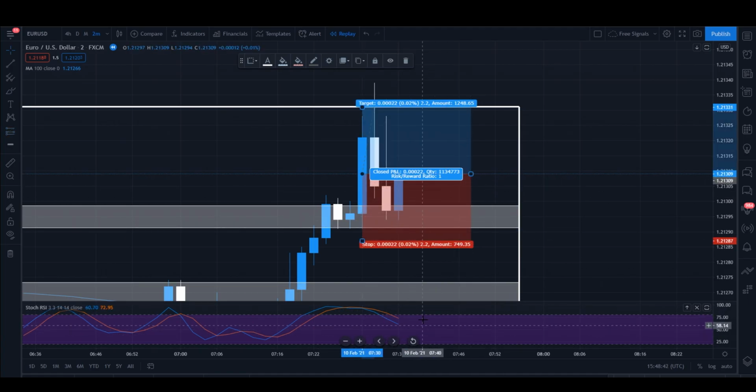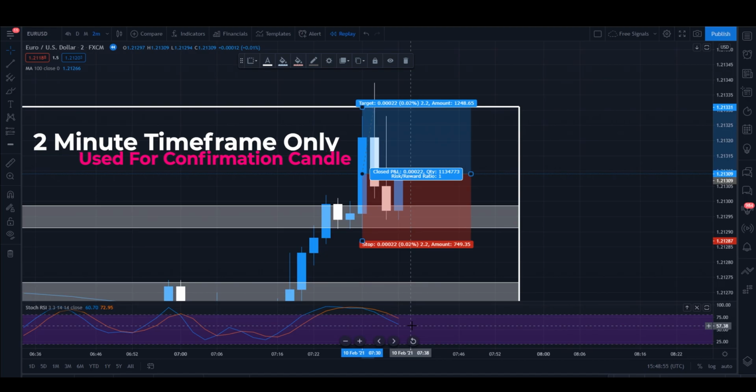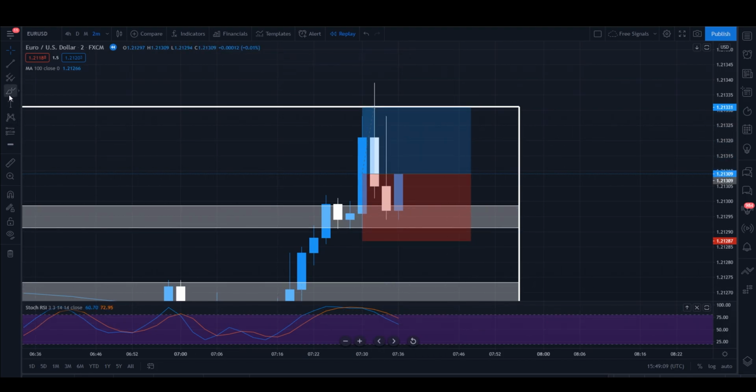We ignored the stochastic RSI indicator on the 2-minute time frame because we did not analyze our full trading idea on this time frame. We are only using the 2-minute time frame to find a confirmation candle, which is a bullish engulfing candlestick. The blue one, or the buying candle, is bigger than the selling candle, which means it engulfs it, and then we can enter the trade long.